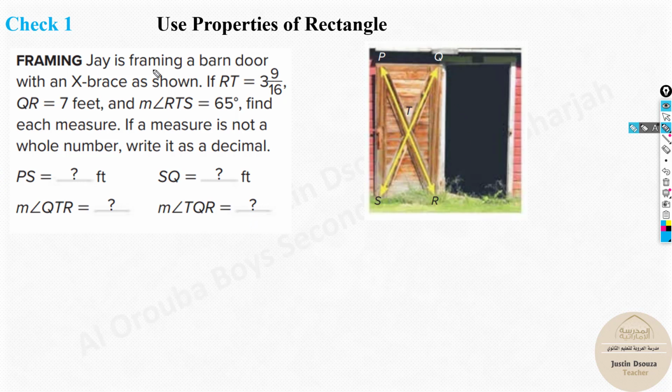Now here this is a rectangle. Now J is forming a barn door with X brace as shown. See, these are the braces. That's like a support for the door. It gives you more strength.